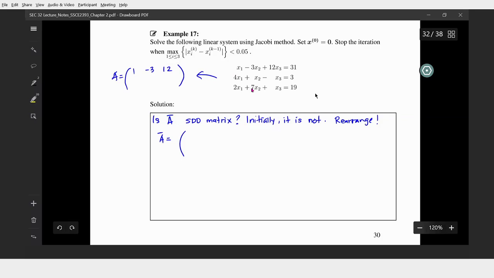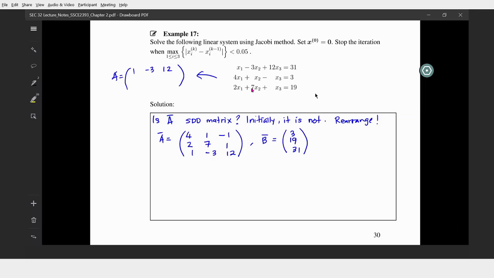So the new A should be 4, 1, -1, which is your equation 2. Then you have 2, 7, 1, equation 3, and then 1, -3, and 12. But when you change rows here, don't forget B also needs to be swapped. So B becomes 3, then 19, and then 31. Change your B as well, otherwise you get the wrong answer.